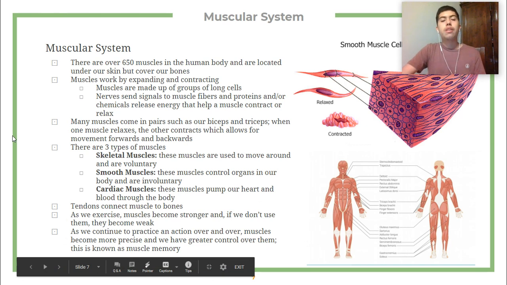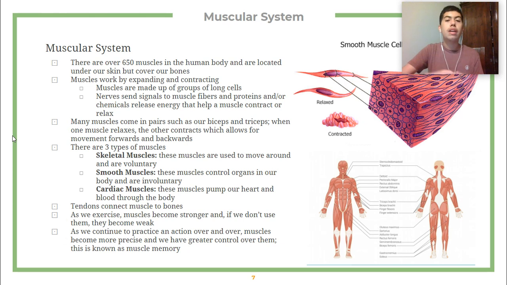Now we have the muscular system. There are over 650 muscles in the human body and they are located under our skin but cover our bones. So they're over our bones but under our skin. We don't see them, but they're not within our bones. They're right on top of our bones. And muscles work by expanding and contracting.